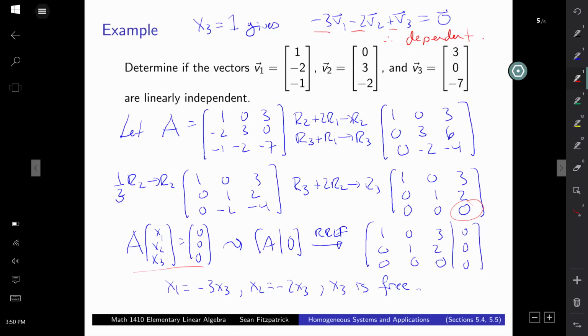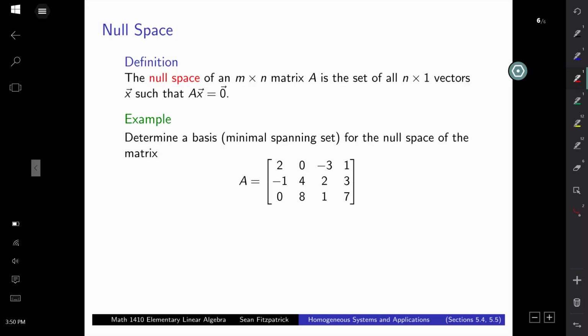So the other way to think about what I'm doing here is that I'm trying to solve for the null space of my matrix. In the language of null space, we could say that these vectors are linearly independent if and only if the only vector in the null space of this matrix A is the zero vector. Since we found examples of non-zero vectors in the null space, we know that they have to be dependent. Okay?